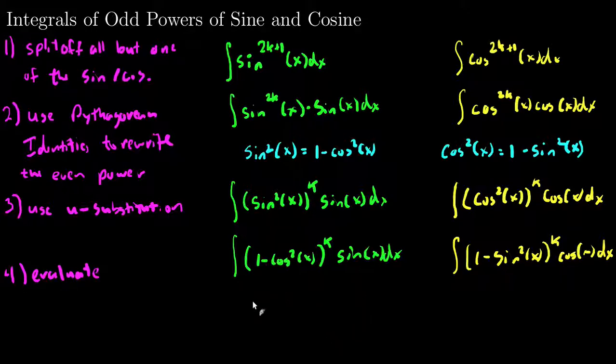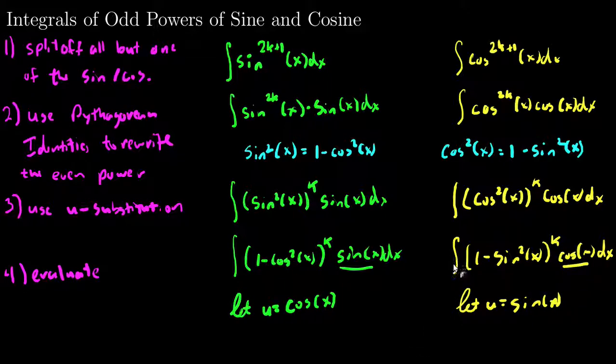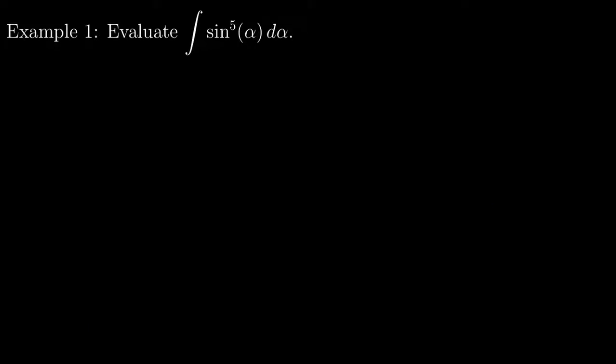But in here, if I were to let u equal cosine of x, when I do the u substitution, this sine of x is going to cancel. And over here, if I were to let u equal sine of x, when I do u substitution, this cosine is going to cancel. So that's how this works. Let's take a look at 3 examples and see how it can be applied.